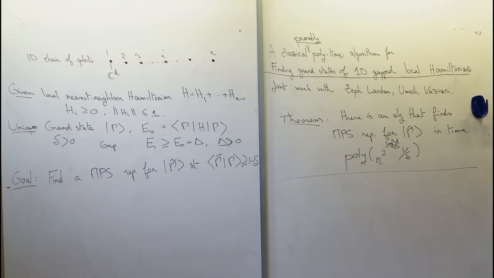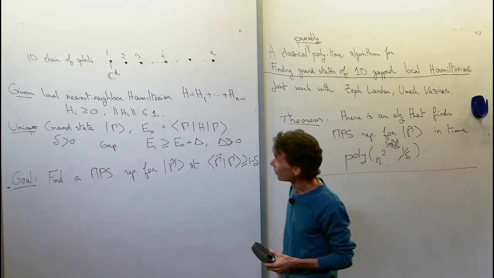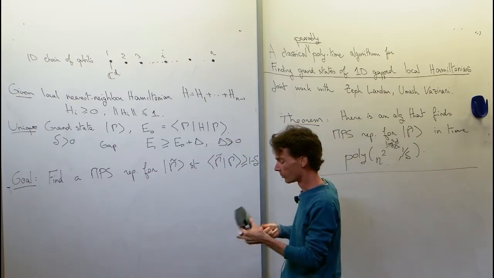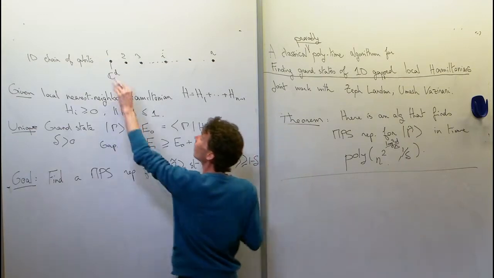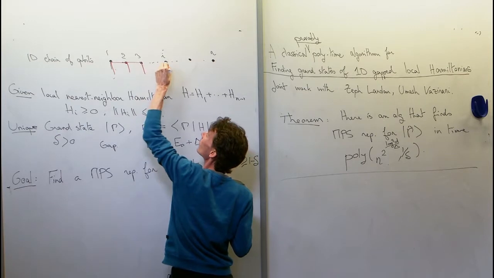Okay, so I want to give you a picture of what the algorithm does to start with, and then I'll say a little bit more details. At a very high level, it's a little bit like DMRG. It's going to be an iterative algorithm. So what we're looking for is this approximation for the ground state, this matrix product state representation, which is something that looks like this, right? It lives on the whole chain.